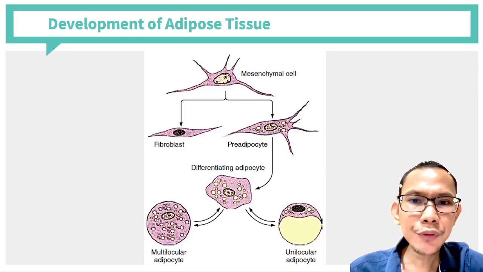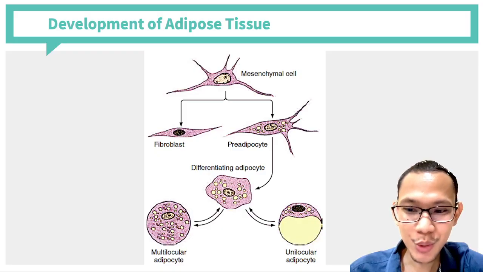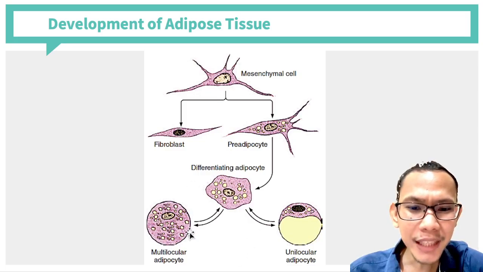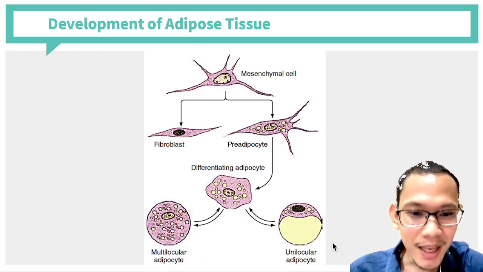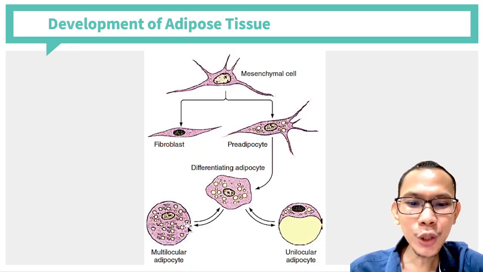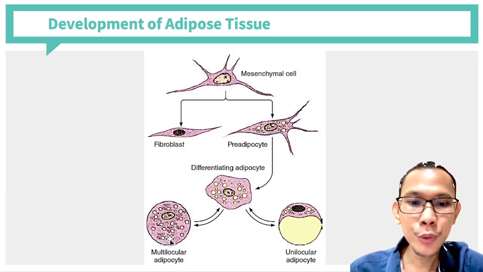So, in terms of your development of the adipose tissue, saan ba nagmula ang ating adipose tissue? Again, your adipocytes here, meron tayong tinatawag na multilocular adipocytes and your unilocular adipocyte. Yung unilocular, that represents now your white adipose tissue. Yung multilocular adipocyte, that represents now your brown adipose tissue.